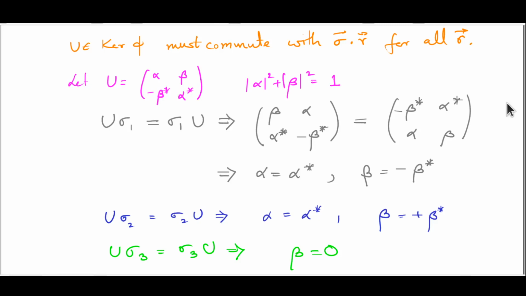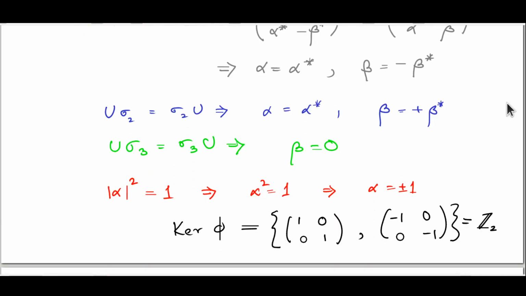But once again, alpha cannot really be any real number because it has to obey |alpha|^2 + |beta|^2 equals 1, which means the only possible value of alpha is such that |alpha|^2 equals 1. Alpha being real, this is the same as alpha squared equals 1. So alpha equals plus or minus 1. This means that the kernel of phi, the set of all unitary matrices which commute with sigma dot r for all r, consists of actually two matrices. The 2x2 identity, which has to be there in the kernel. In addition, negative of the identity is actually also there.